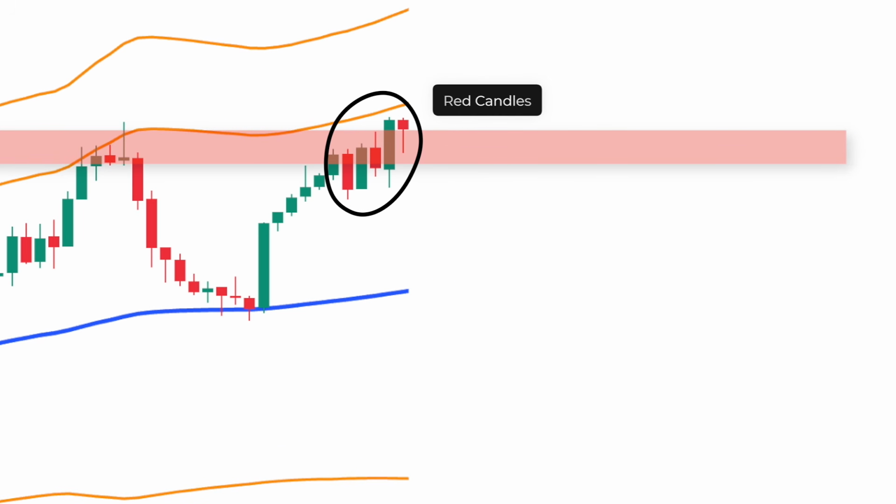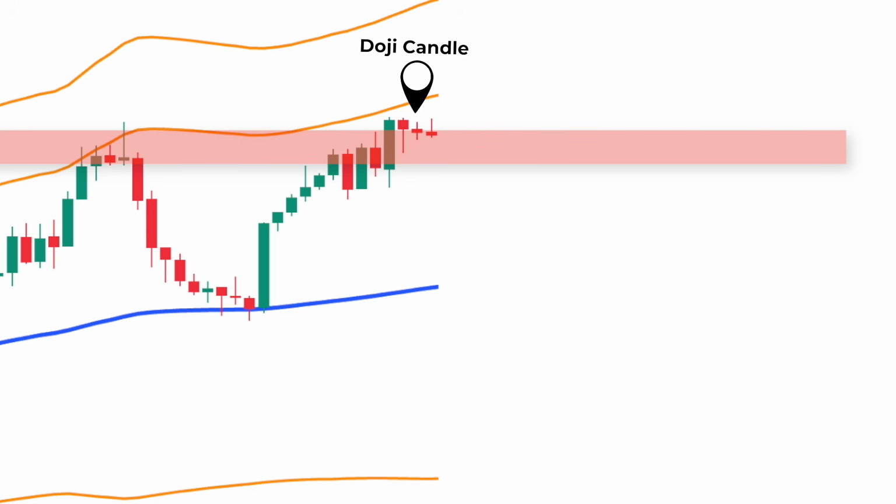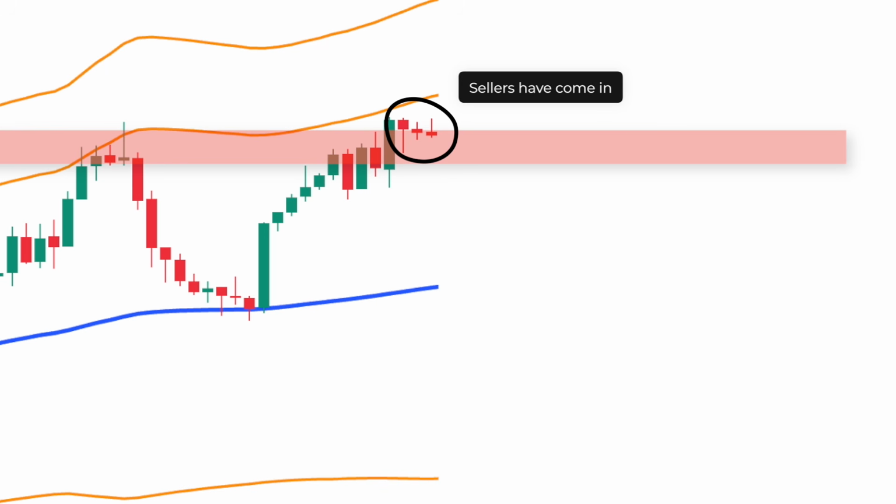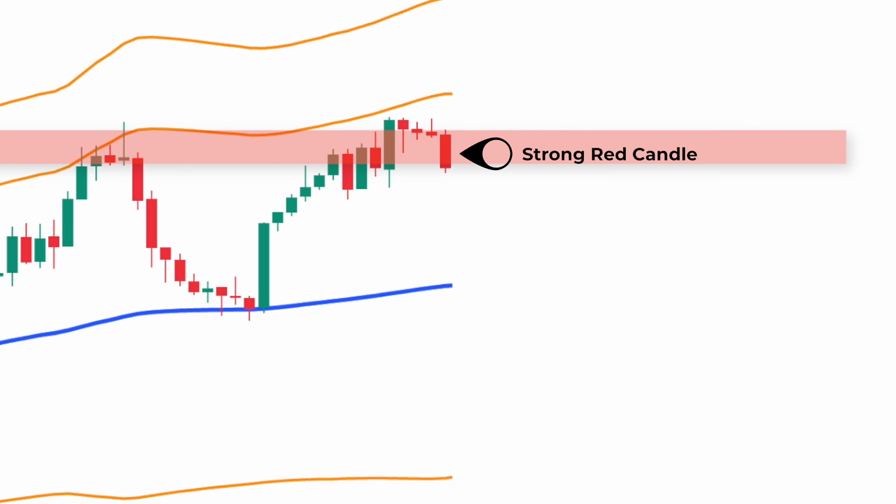Once the price moves near the resistance, we start to see red candles appear. The price comes very close to the upper band, forming a small doji candle. The price did not touch the upper band, but it came pretty close. This is followed by a bearish hammer candle. At this point, we can say that the sellers have come in and they are pushing the prices downwards. Next, the price breaks below the resistance with this strong red candle.